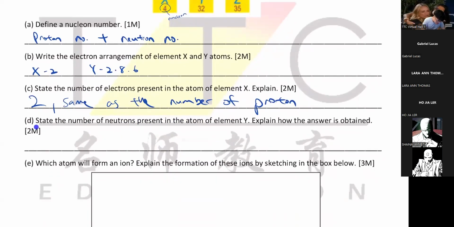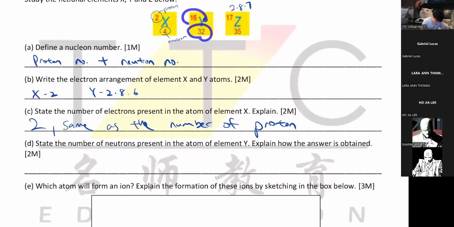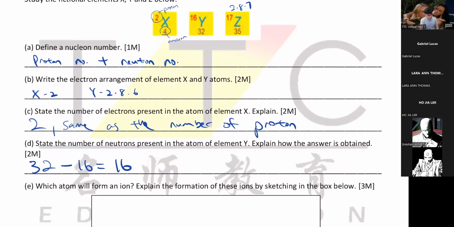And then D, state the number of neutrons present in the atoms of element Y. Explain how the answer is obtained. So you have nucleon number, you have proton number. Nucleon minus proton, you get neutron. 32 minus 16, you get 16.